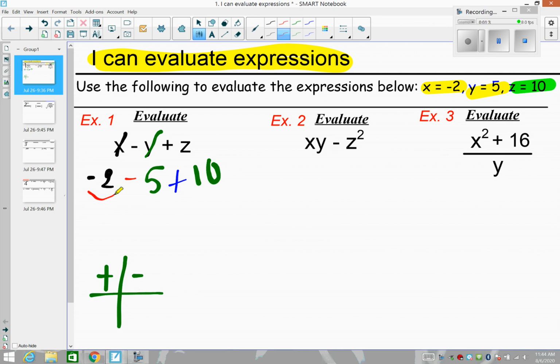So we have 2 players on team negative. We have 5 players on team negative. So everybody showed up on team negative. The result of that is -7.